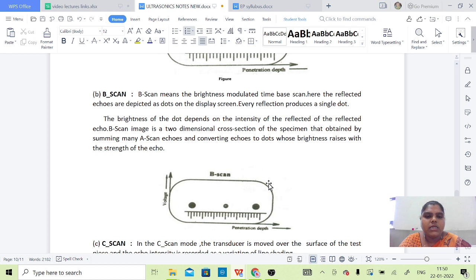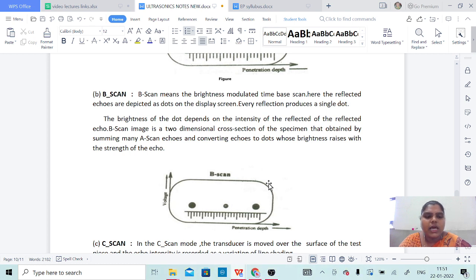B scan means the brightness modulated time-based scan. According to the brightness modulation, here the reflected echoes are depicted as dots on the display screen. Every reflection produces a single dot. The brightness of the dot depends on the intensity of the reflected echo.